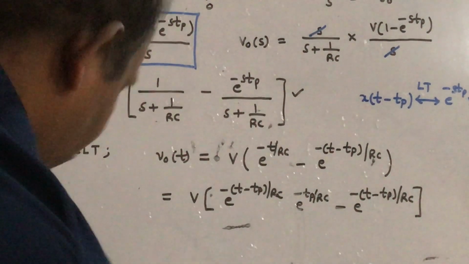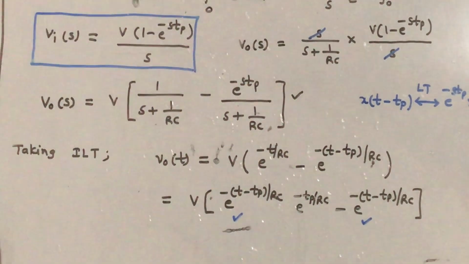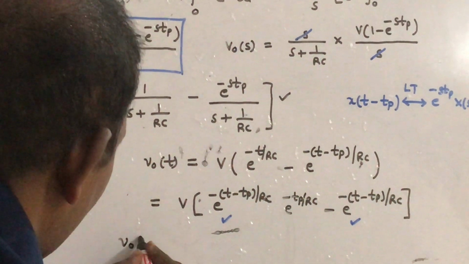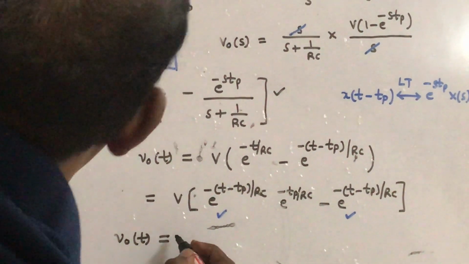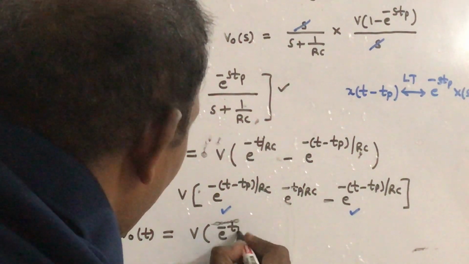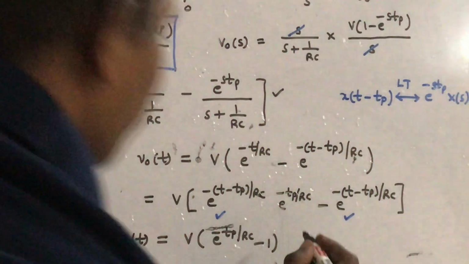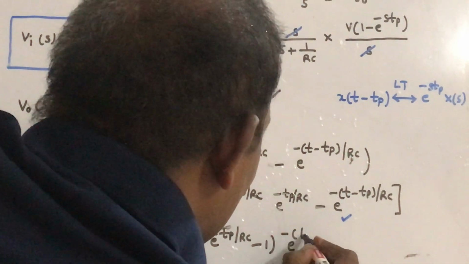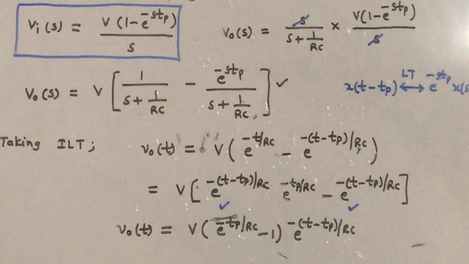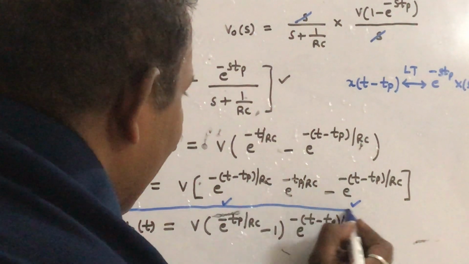So let us take this term as common from this equation. Therefore, finally we write the output voltage expression as v0(t) = V e^(-t/RC) - V e^(-(t-Tp)/RC). You can check this output expression; both output expressions are the same.